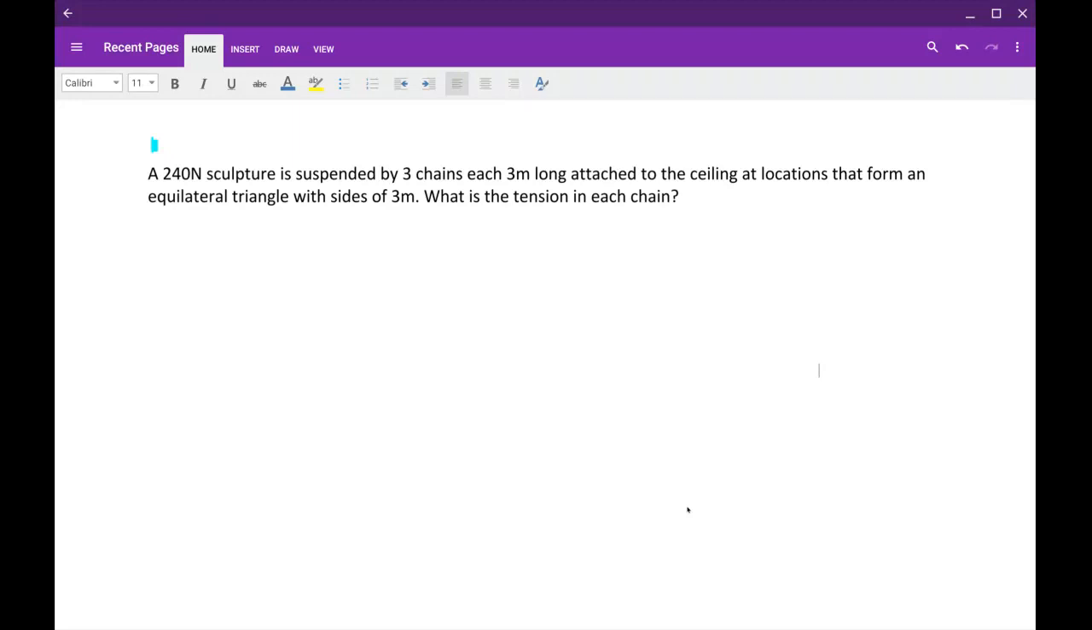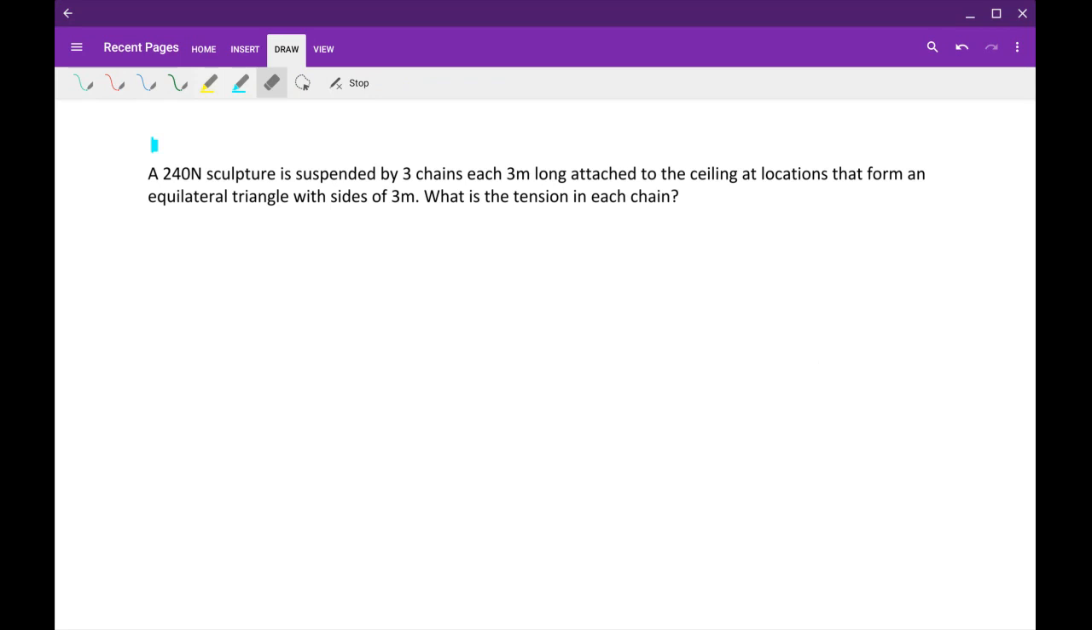Okay, so looks like we're talking about number 11 on the sample test. I'm going to give a little bit of solution here for it. We've got a sculpture suspended by 3 chains, each 3 meters long, attached to the ceiling at locations that form an equilateral triangle with sides of 3 meters. What is the tension in each chain?